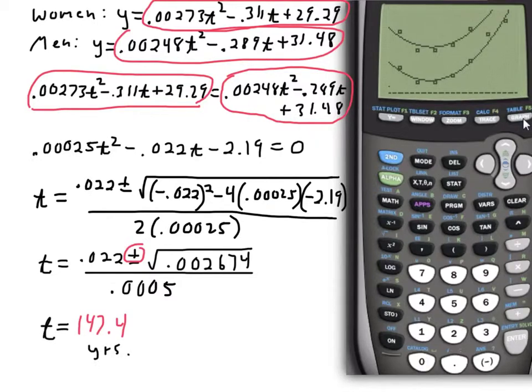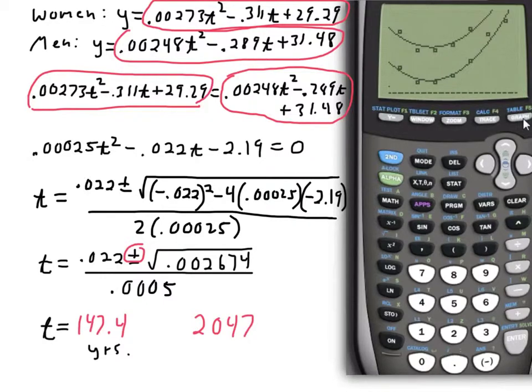And remember, time in this problem is all measured from the year 1900. So if you take 1900 and add 147.4 to it, you actually come out with the year 2047.